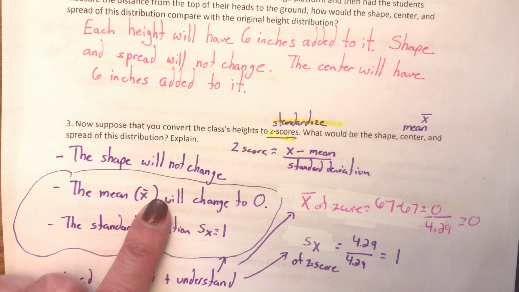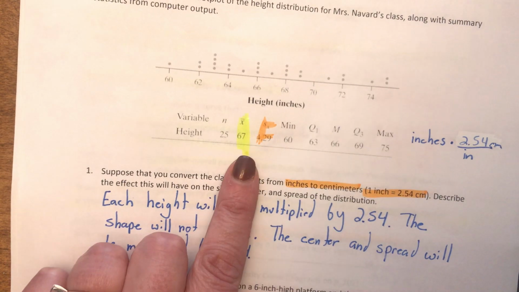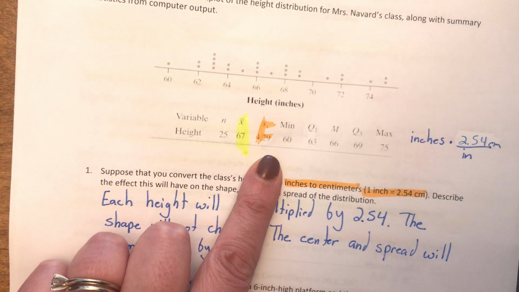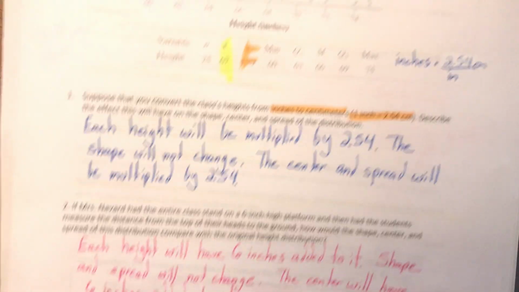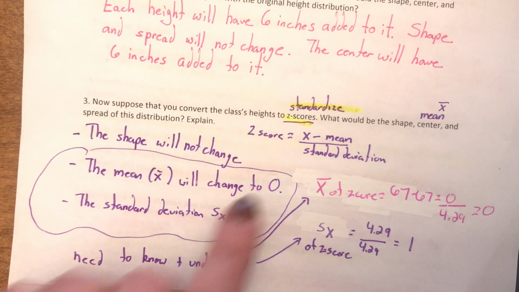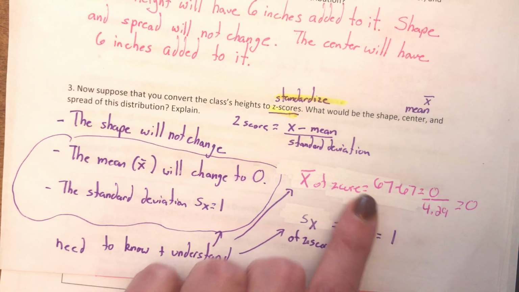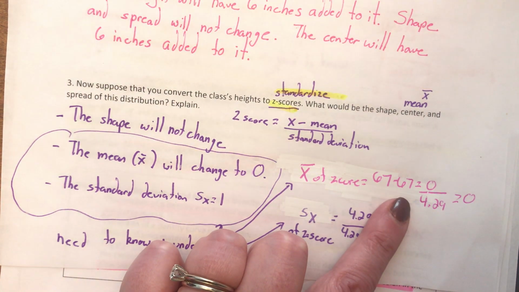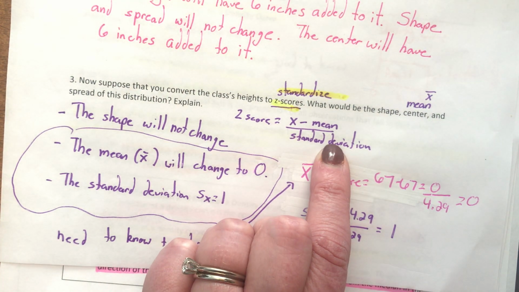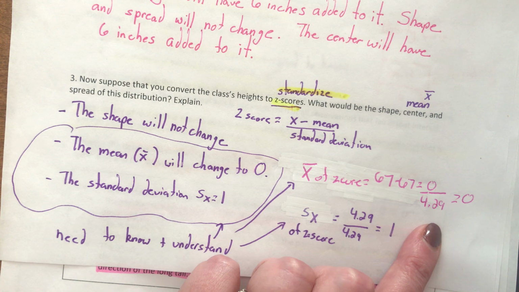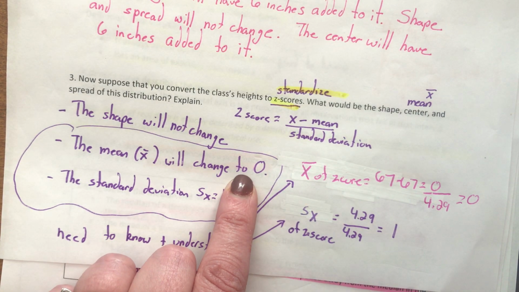Now, how about the mean? If we look back at the top, it tells us that the mean is 67 and the standard deviation is 4.29. So how is the mean going to be affected? We're going to subtract the mean 67 from each data value. That means our mean of 67 is going to be brought down by 67 to 0. Now I have to divide by the standard deviation, so that'd be 0 over 4.29, so the mean of our z-scores will become 0.